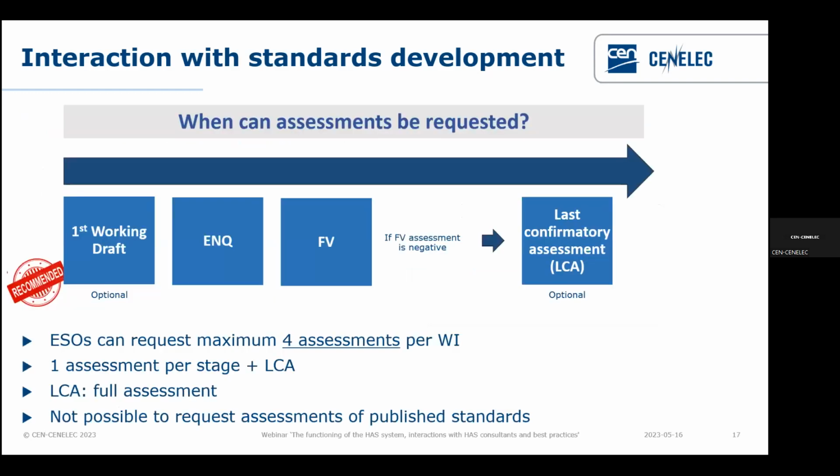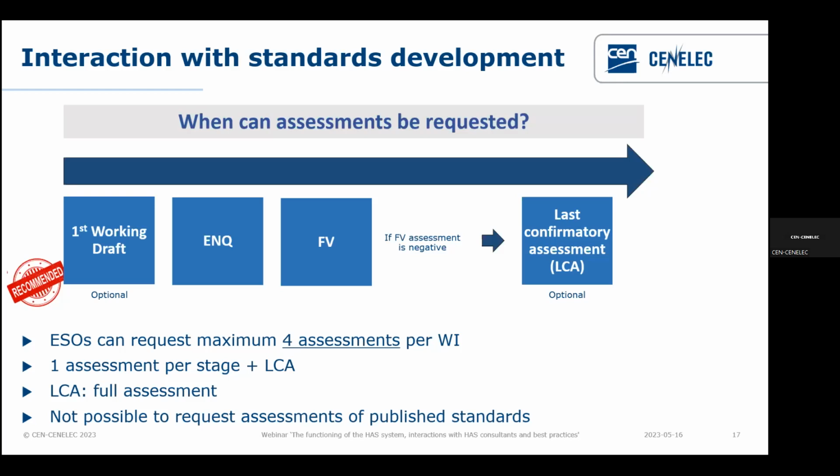During its development, a candidate harmonized standard can be assessed a maximum of four times. There is one assessment per stage, plus the confirmatory assessment, as Federico just said, called the last confirmatory assessment, if needed. Mauro, my colleague, will come back in more detail to the last confirmatory assessment, but I can already say that, as Federico said, it's only possible to use a last confirmatory assessment if the project received a non-compliant assessment at formal vote.